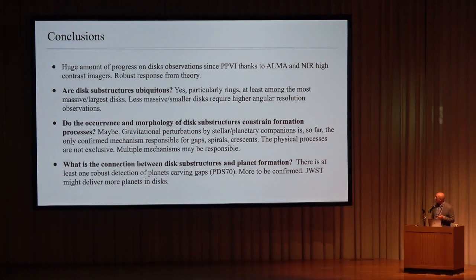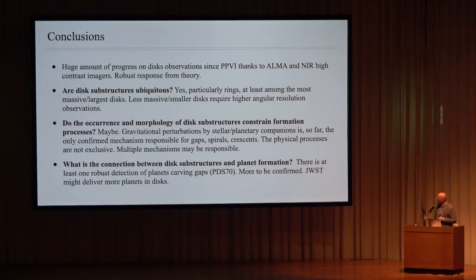With that said, these are our conclusions. I hope we convince you that there has been a huge amount of progress, both in terms of observation and theory, since Protostars and Planets 6. Thanks to ALMA, thanks to near-infrared high contrast imagers. It's not only ALMA. Are substructures ubiquitous? Yes, at least in the most massive disks. The question is pending for the less massive disks, where we need higher angular resolution observations.